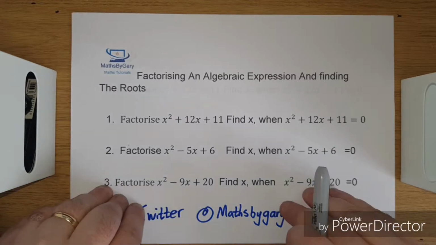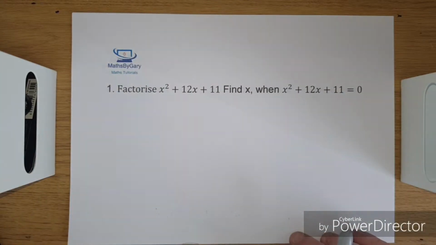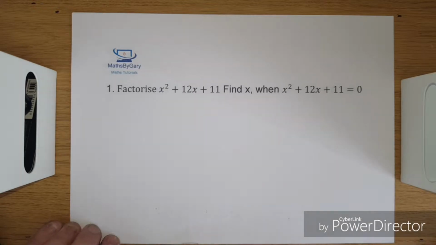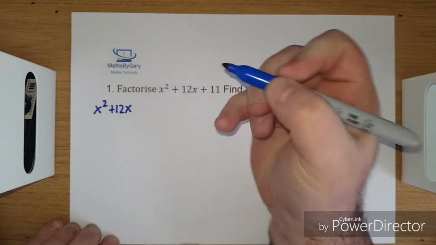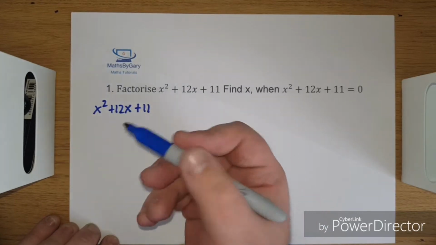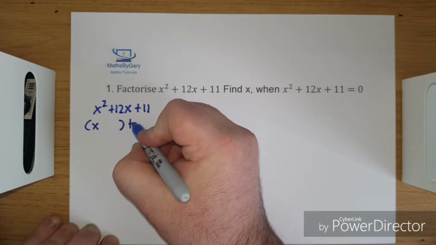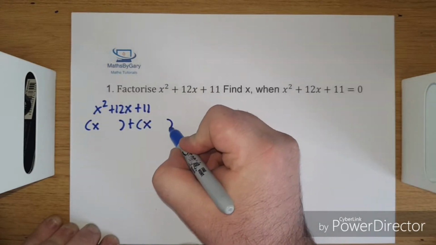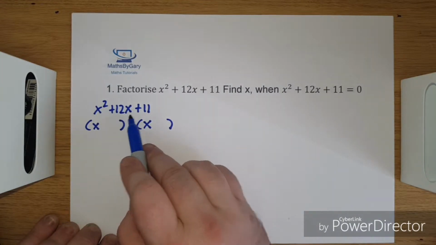So we'll go straight into the first example. So I'll just turn the page, and we have factorise x squared plus 12x plus 11. So first of all, we'll rewrite x squared plus 12x plus 11. Now there's only one x squared here, so straight away we can cheat and write x in brackets plus x in brackets. So x times x gives us the x squared. So now we're going to concentrate on the next two.